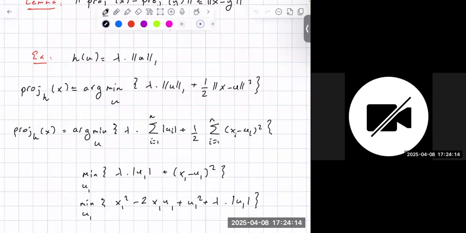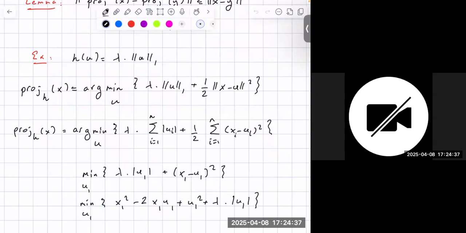All right? And then if I write it down, this X1 minus U1 squared, the Euclidean norm is here. Lambda times absolute value of U1 is here. So I'm in a kind of good spot. I have only one variable, which is U1. X1 is given, that's your point X. And I'm going to try to optimize it.